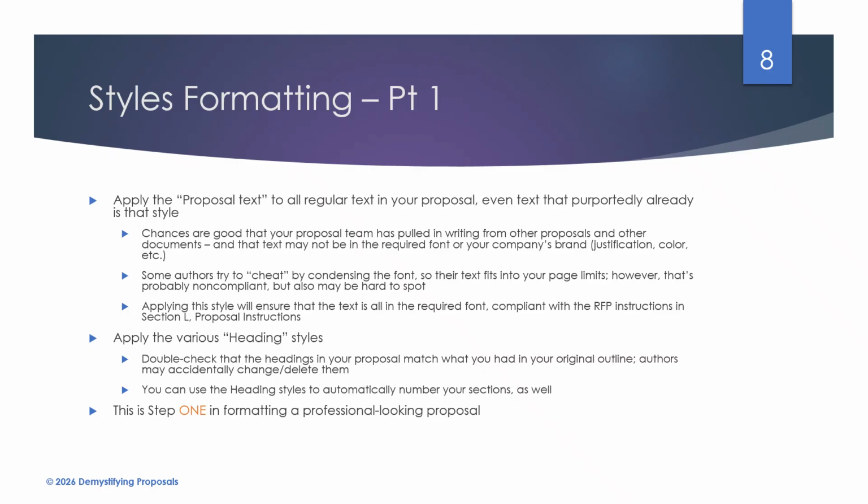There are the various heading styles. We talked about those. Double check that the headings in your proposal match what you had in your original outline. Authors sometimes accidentally change your heading style from a 2 to a 3 or a 3 to a 2. So that can screw up what your compliance looks like. It can screw up what your table of contents is going to look like. So just double check that your heading styles are correct and apply them again if you need to. And you can use the heading styles to automatically number your sections as we talked about. This is what I call step 1 in formatting a proposal that's professional looking.